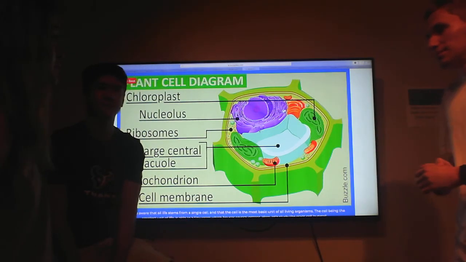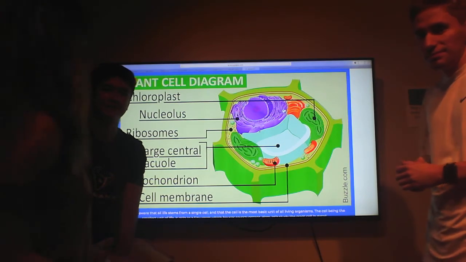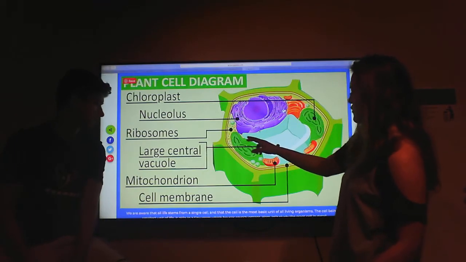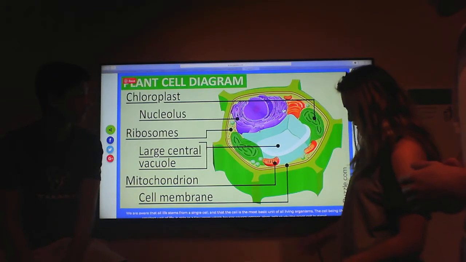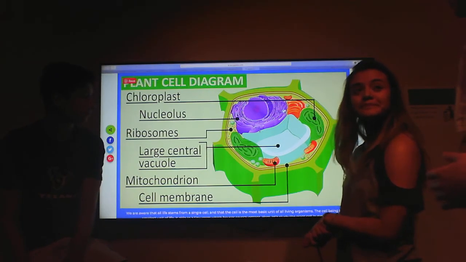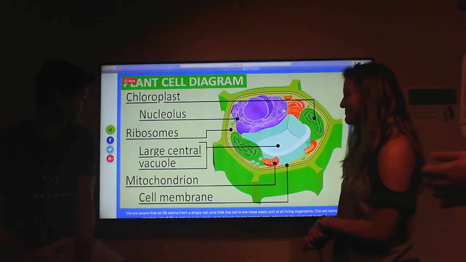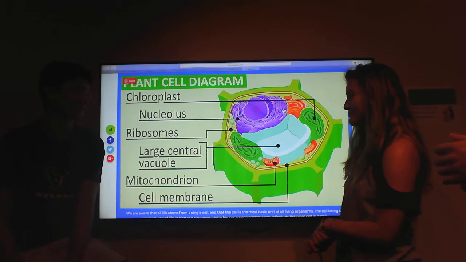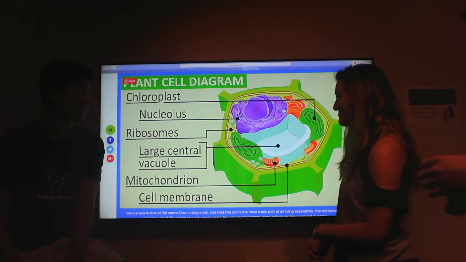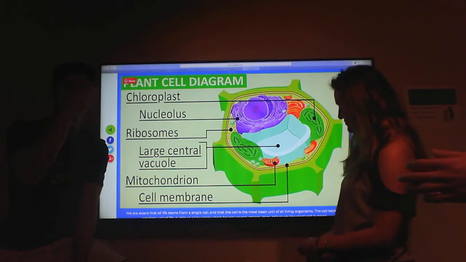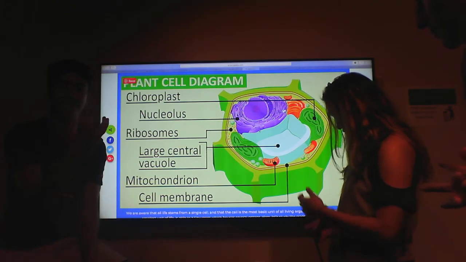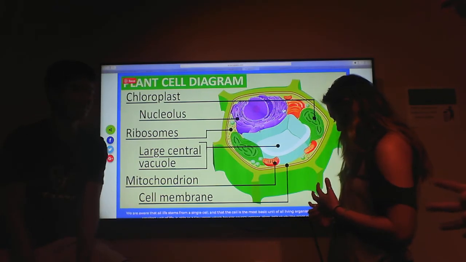Okay, so the vacuoles. The vacuoles basically contain water in the plant cell. And then one of the most important places of the plant cell is the chloroplast, that's where photosynthesis occurs. That's where the plant cell receives all its energy.